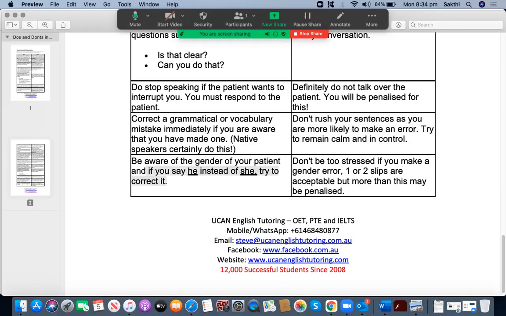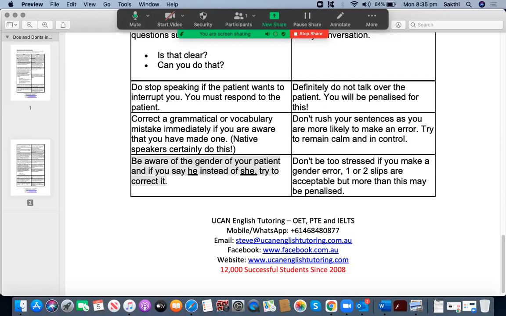Be aware of the gender of the patient, and if you say he instead of she, try to correct it. It is always better to use the gender and the prefix of the patient appropriately. For example, if it is Mr., use Mr. If it is Mrs., use Mrs. If it is Miss, use Miss. Do not move them around. Do not use them the other way around.